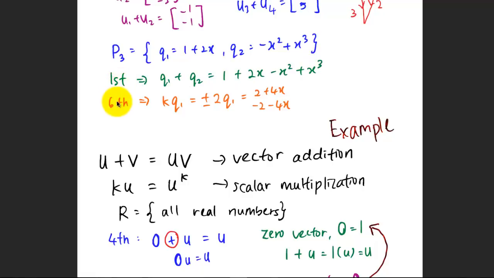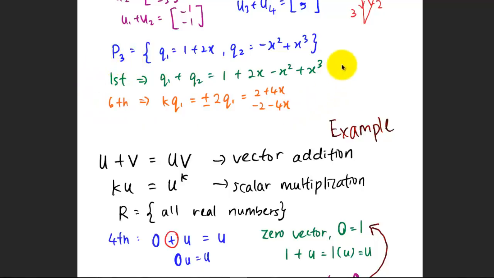Let's try with the sixth axiom, which is the multiplication with a scalar. I can multiply any scalar, be it positive or negative, with any of the members here, and I still end up with a polynomial equation which is still within the third order polynomial equations here.